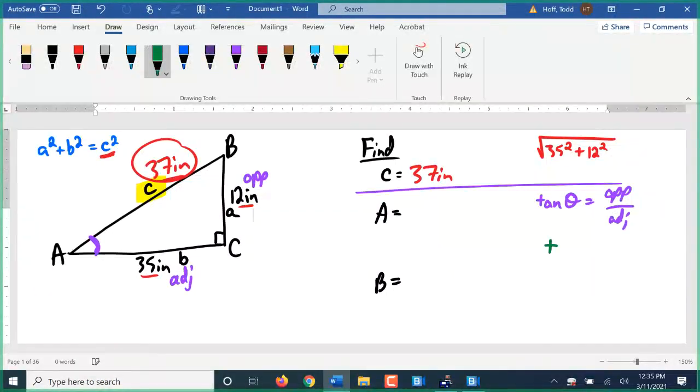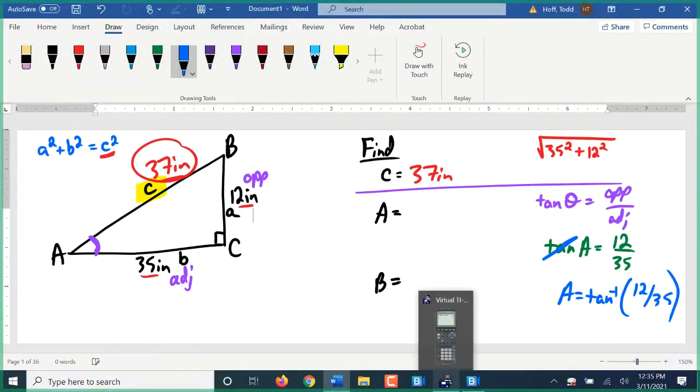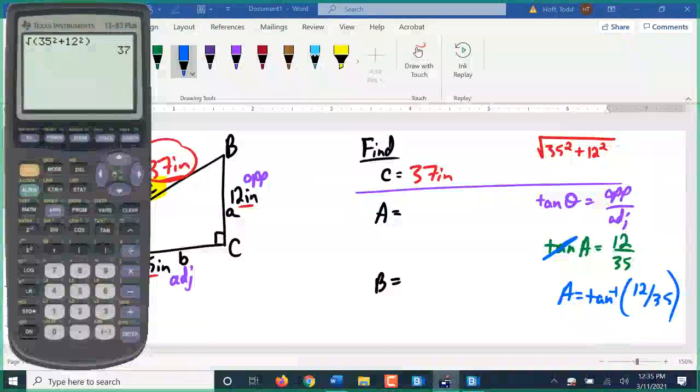So we're going to put in here, we're looking for angle A. The opposite side is 12 over the adjacent side of 35. To solve that, we do an inverse tangent. So the inverse tangent will cancel out the tangent on the left side. Our angle equals the inverse tangent of 12 over 35. The second tangent, 12 divided by 35.